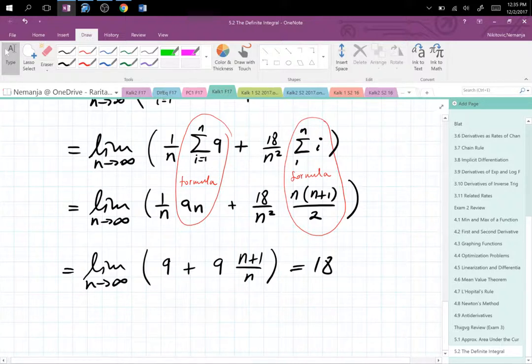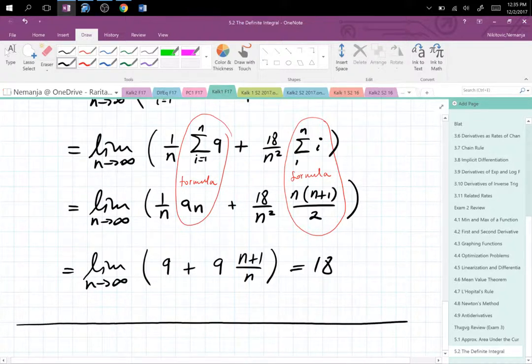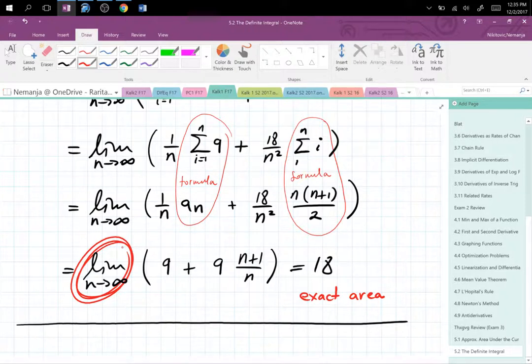Let's do another example. So is that going to be the exact answer? That's the exact answer. Okay, that's the most precise. We used infinitely many rectangles. You see this? That sends the number of rectangles to infinity. So that value that we got there is exact.